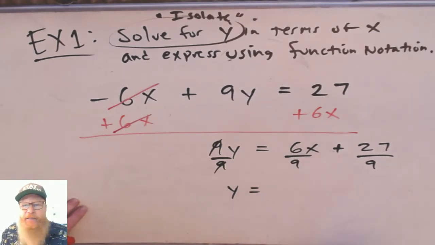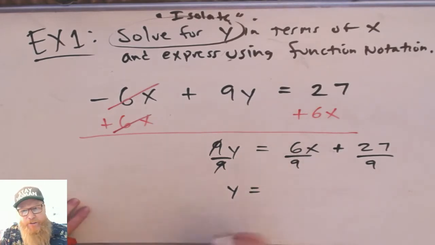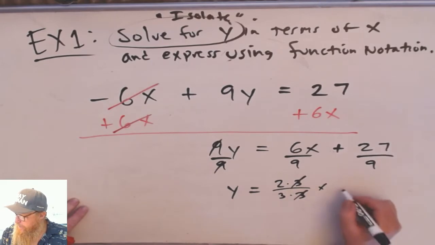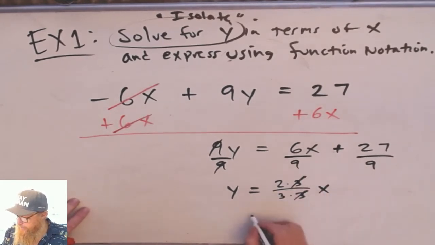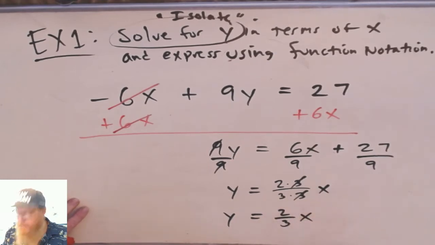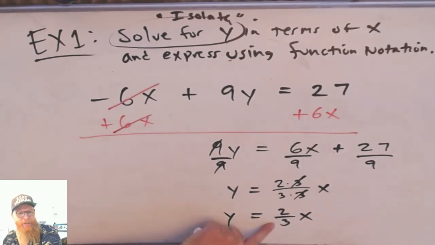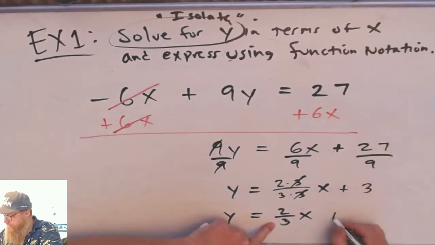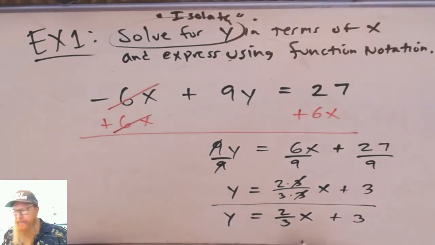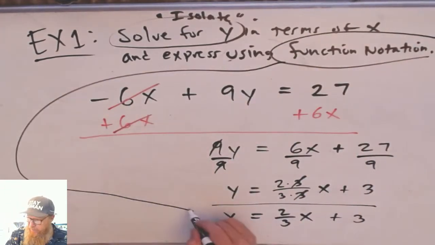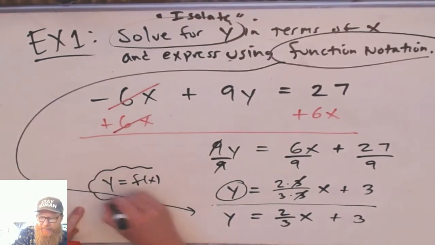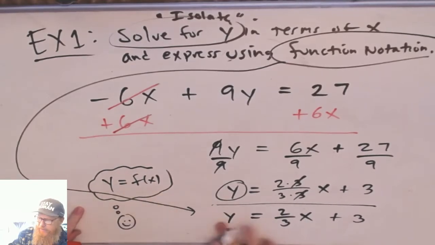6 divided by 9, it's not divisible, but it is reducible. That's 2 times 3, and then 3 times 3. So we're going to reduce this to 2/3 as the slope. That's our A, that's our slope, or M if you prefer. And then 27 is divisible by 9. That'll be 3. And then we're going to express our answer using function notation. So we write y is f of x. Just keep that in your mind. And you just replace the letter y with f of x.